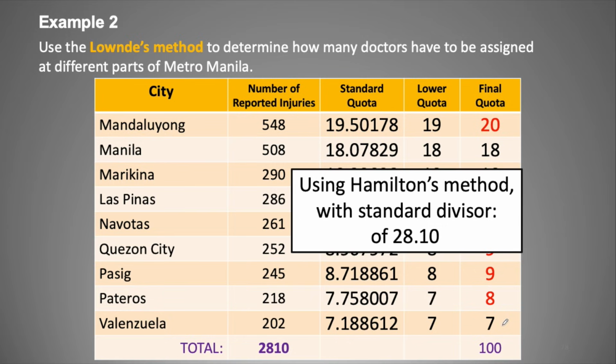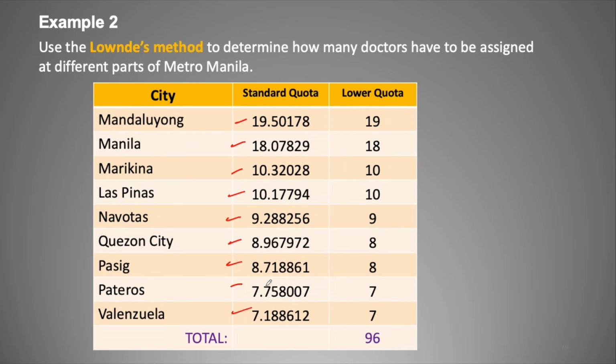Now, using the same example wherein we're going to assign 100 doctors in different parts of Metro Manila, using Hamilton's method, we came up with this standard divisor. And dividing each number of reported injuries with the standard divisor, then we have this standard quota, in which when rounded down gives us these values of the lower quota, giving us a sum of just 96 doctors.